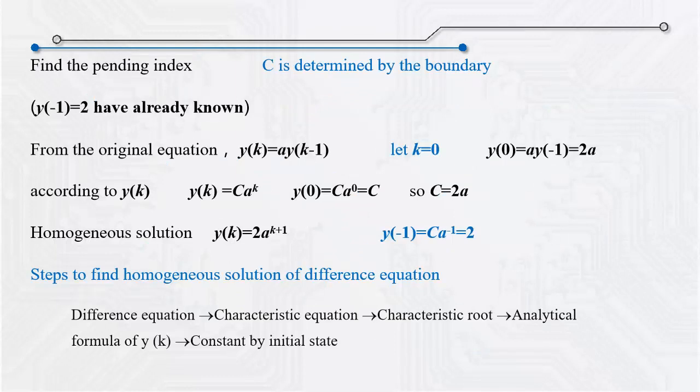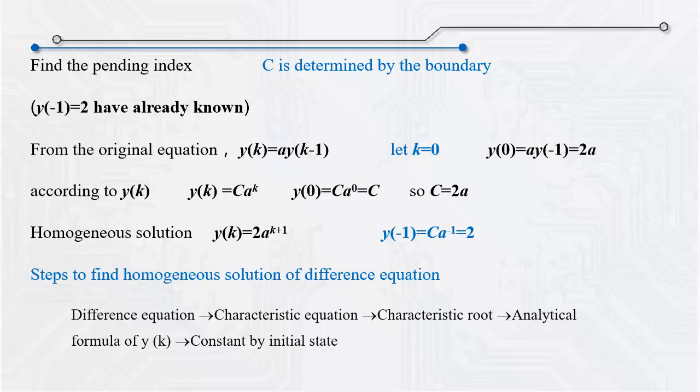After the form of homogeneous solution in difference equation is determined, how to determine its undetermined coefficient? It is usually determined by the boundary conditions. We can see that from the original equation, we set k equal to 0, get its initial condition y of 0, and take y of 0 back to its homogeneous solution. We can find its undetermined coefficient c. So we get the form of the homogeneous solution. That's the general process for solving homogeneous solutions.